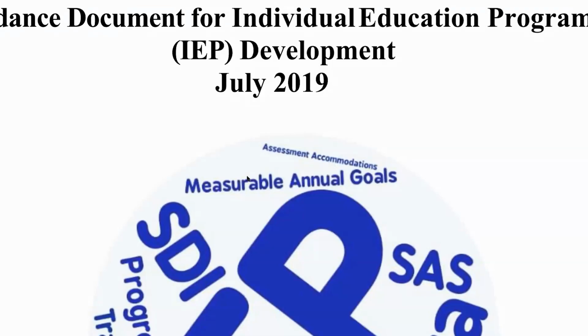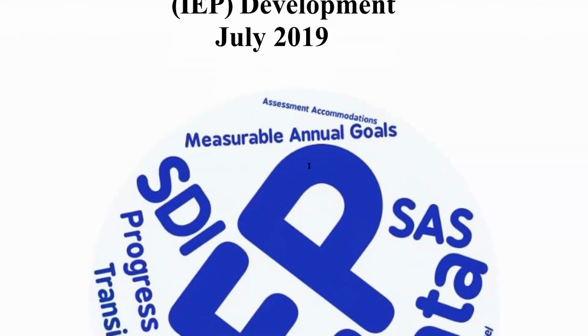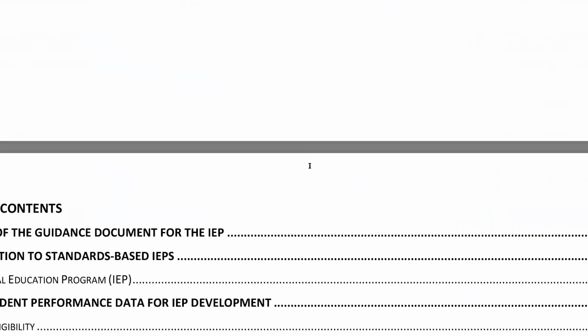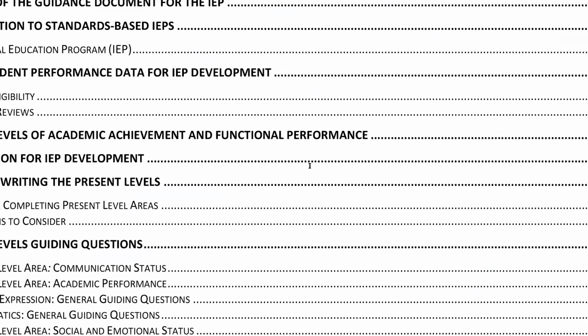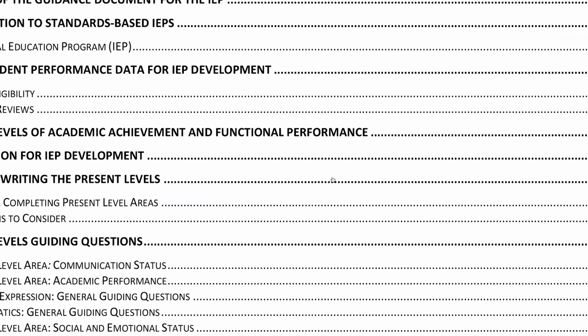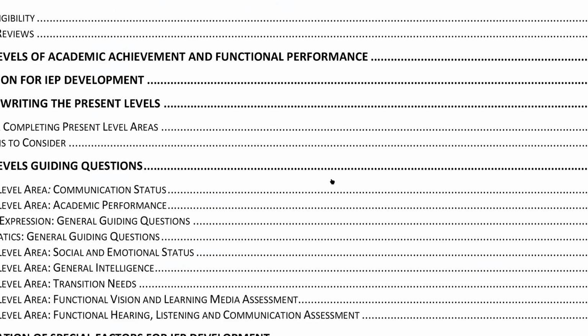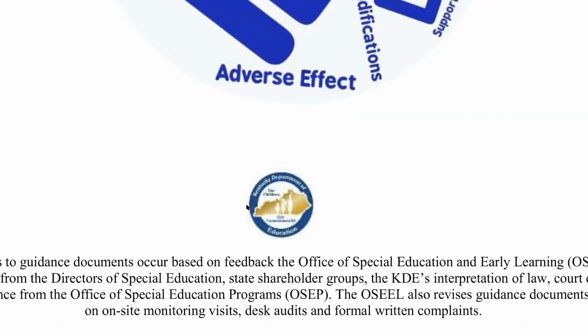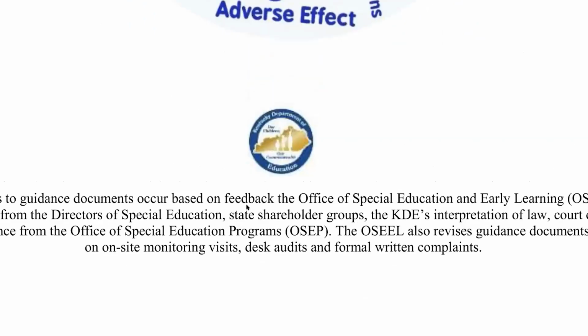Certainly, the guidance document is the definitive piece that we go by when we are developing effective IEPs for our students. This is what we refer to as the Bible when it comes to developing the IEP in the state of Kentucky. There's no other definitive guidance document out there. This is it, and it's on KDE. It hasn't changed tremendously; I think it was last published in July of 2019. It just goes through step by step.